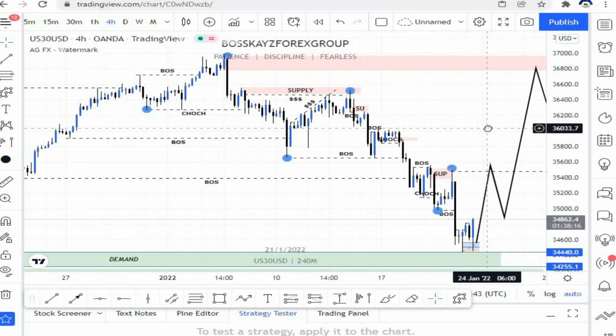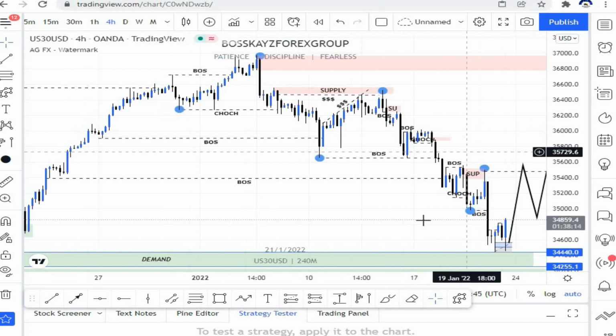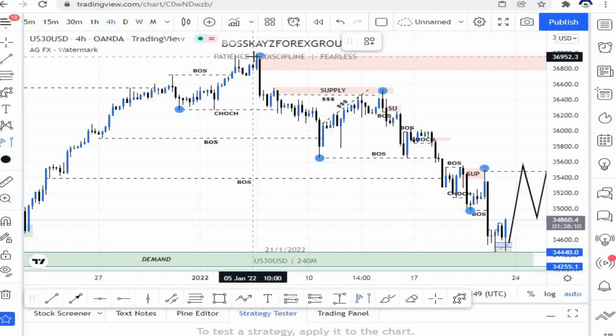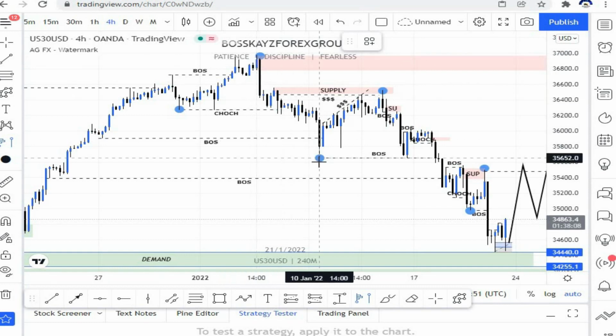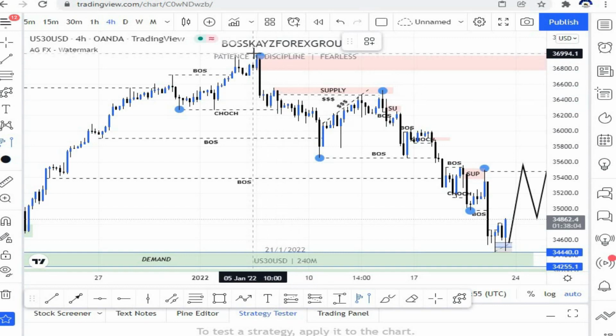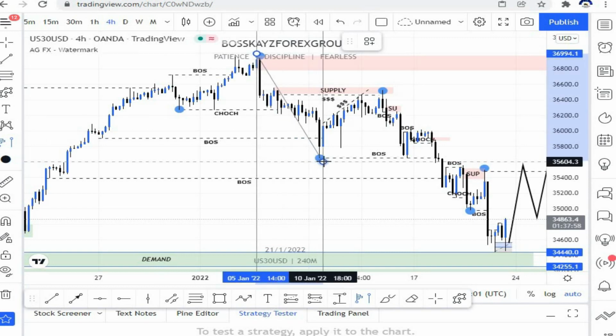But also, guys, we didn't show you how to use this volume profile. As you can see here, this was the high, right? And this was the last lower low. How were we going to take this trade? We're going to measure the high. This was the high, right? And this was the lower low, right there, guys.